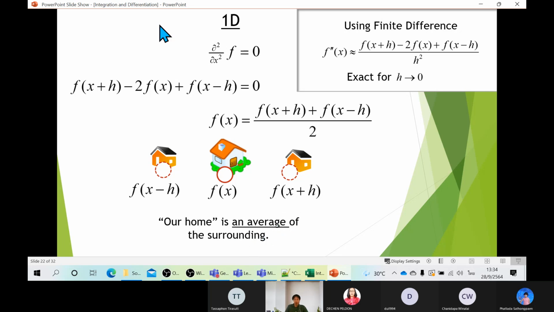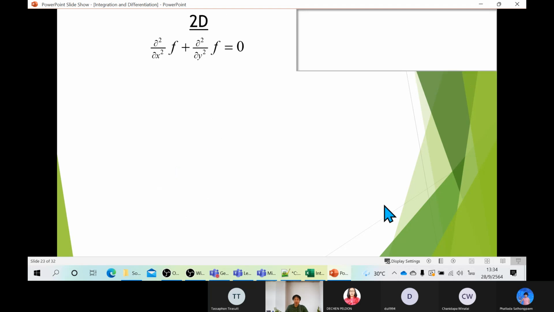Only for this example of one dimension, okay? It may not be true for the two-dimension Laplace equation, but we'll see. But at least in 1D, I get that relationship coming from the Laplace equation. That is, the value of my home is an average of the surrounding, okay?